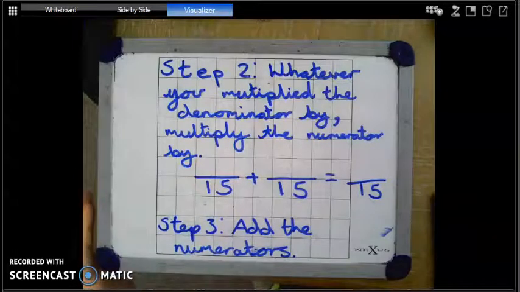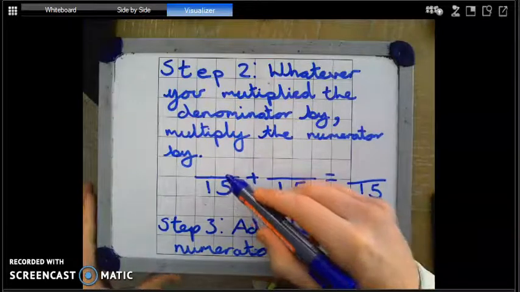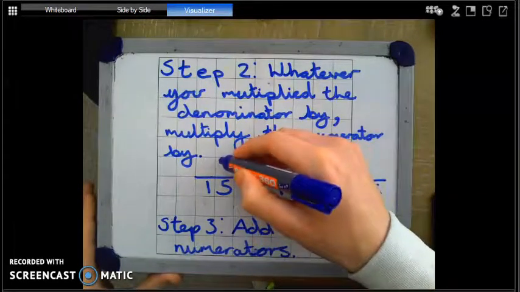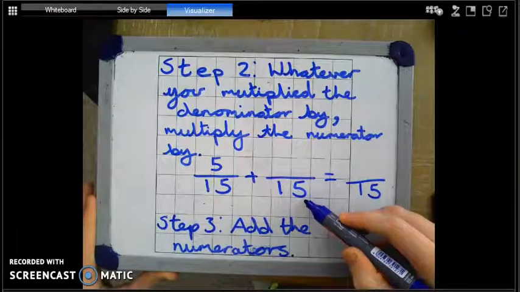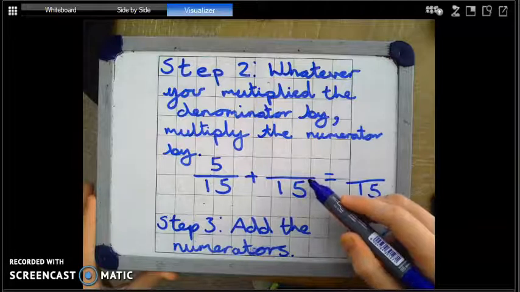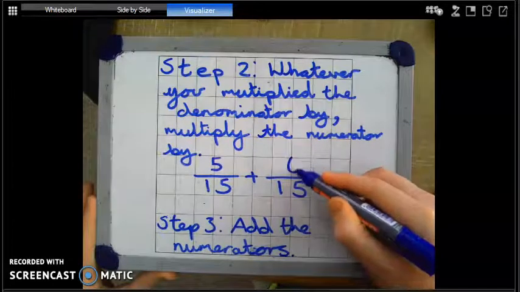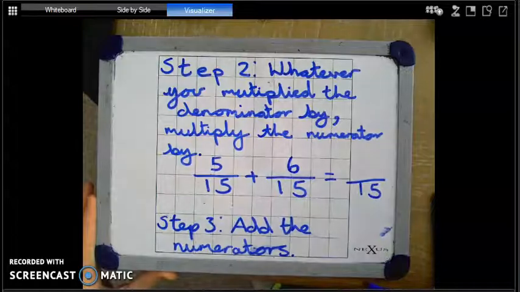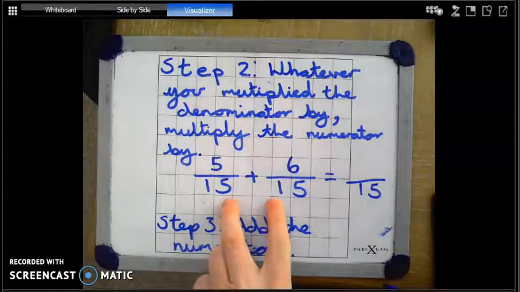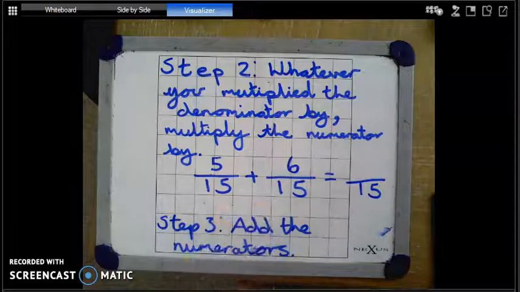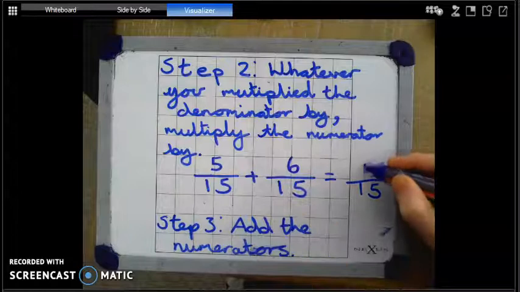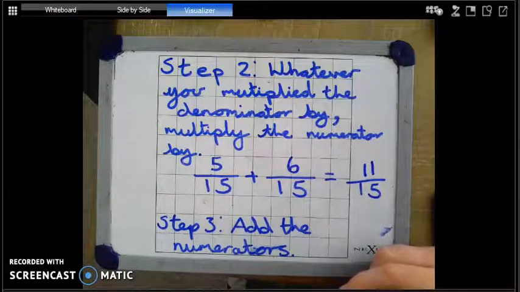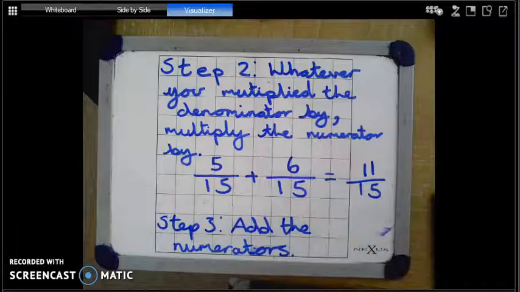So, the numerator was 1, multiply it by 5. 1 times 5 is 5. The numerator was 2. 2 times 3 is 6. Just like before, now we have the same denominator. We're going to add the numerators together. 5 plus 6 is 11. 5/15 plus 6/15 is 11/15.